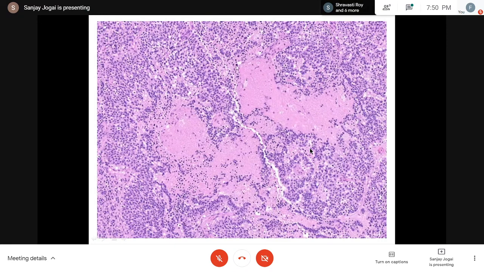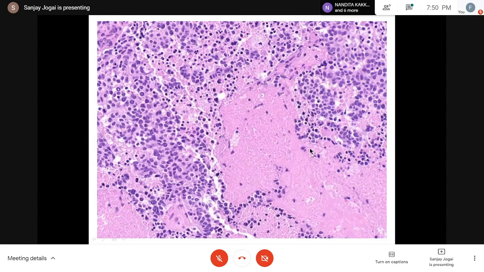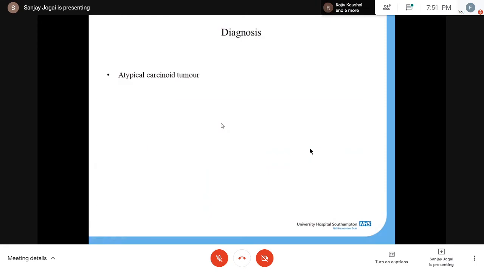just one focus where you could see necrosis, and I'll show you on a higher power just to convince you that there's clearly necrosis going on. Now in this particular case, there were mitotic figures, 3 to 4 per 10 high power fields. There is necrosis and nuclear pleomorphism is there as well. So this is an example of an atypical carcinoid tumor.